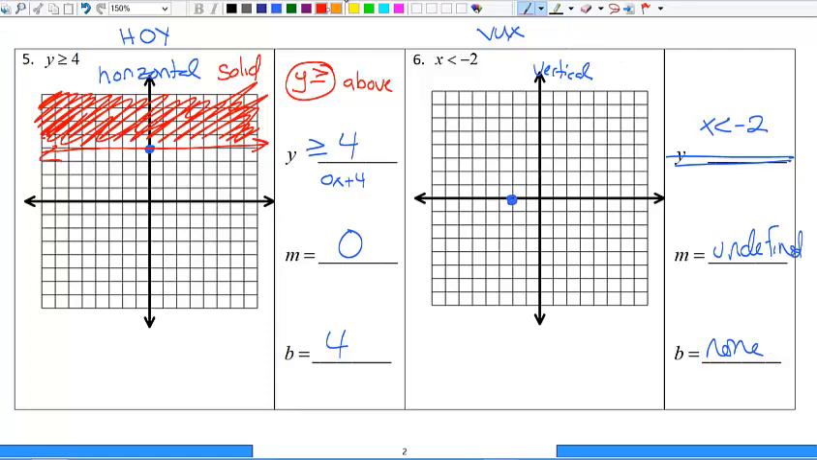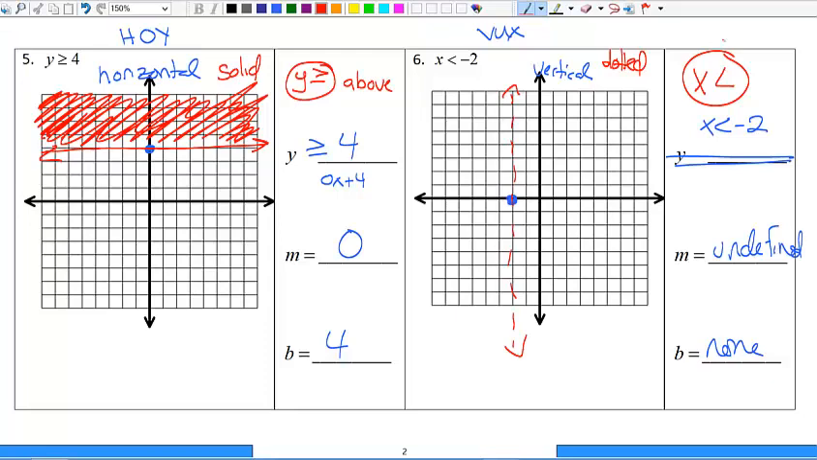Is it a solid line or a dotted line? Well, because there's no or equal to, that means it's a dotted line, or a dashed line, whatever you like. So do your best to draw a dashed line there. And because we have x is less than, now this is different than all of the other problems. All of the other problems were y is greater than or y is less than.